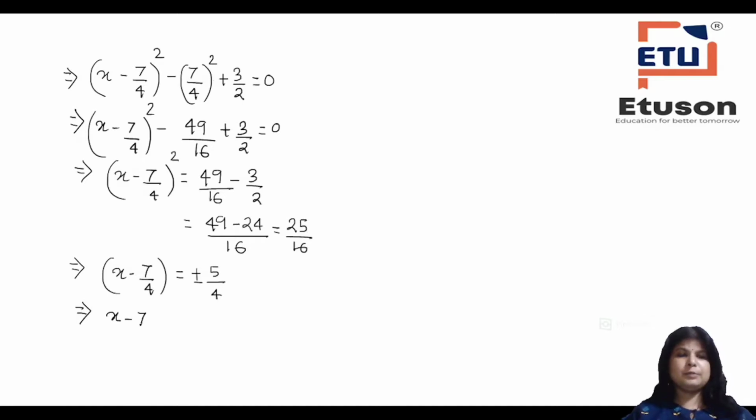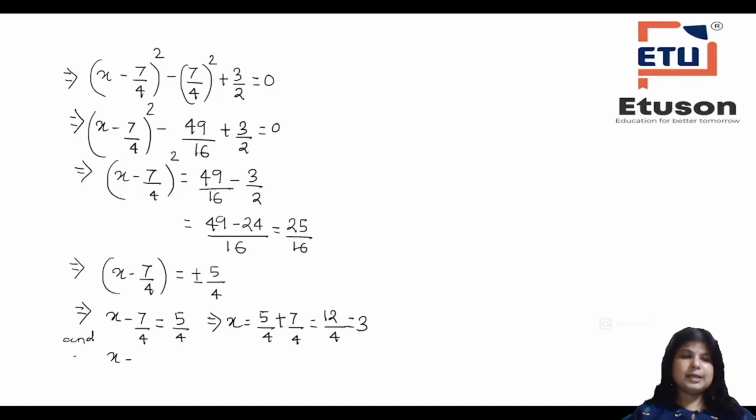So suppose x - 7/4 is equal to plus 5/4. In this case your x will be equal to 5/4 plus 7/4, that is equal to 12 divided by 4, which is equal to 3. And if you take the negative value of it, in that case x - 7/4 will be equal to minus 5/4.